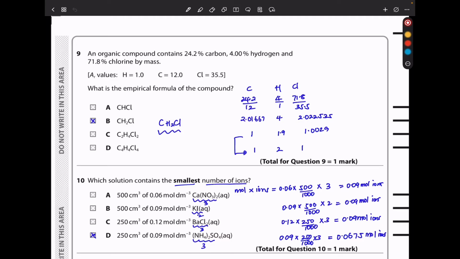Then I divided through to get the mole ratio. That divided by that, it gave me 1. That divided by that, it gave me 1.9. And that divided by that, it gave me 1.0029. So this is roughly 1 to 2 to 1. And the empirical formula should be 1 carbon, 2 hydrogens, and 1 chlorine. So B is going to be my answer.